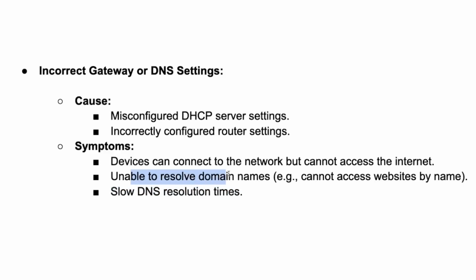But if you have an inability to resolve domain names, right, that's a DNS issue, guaranteed, right? If the device can connect to the network but it can't access the internet, that means that there's something wrong with our router. There's something wrong with the gateway. I can actually connect to the gateway, right? It says that I'm connected, but I can't access the internet. So there's something wrong with the ability of the router to be able to actually connect to the internet.